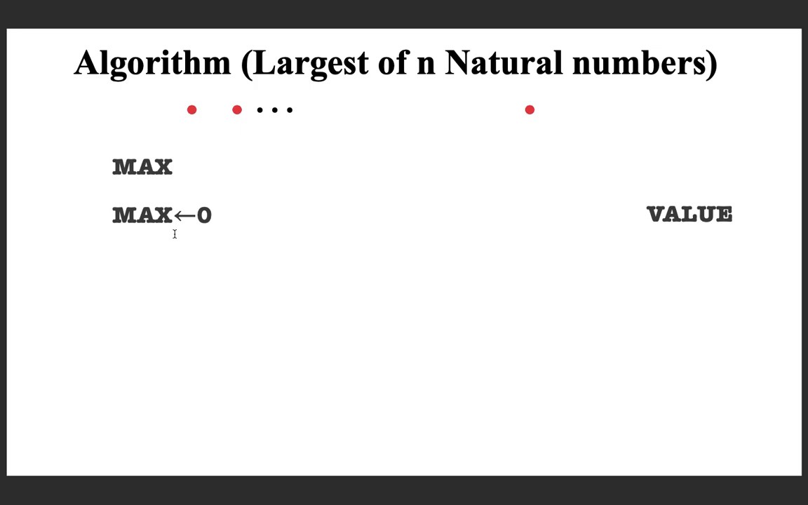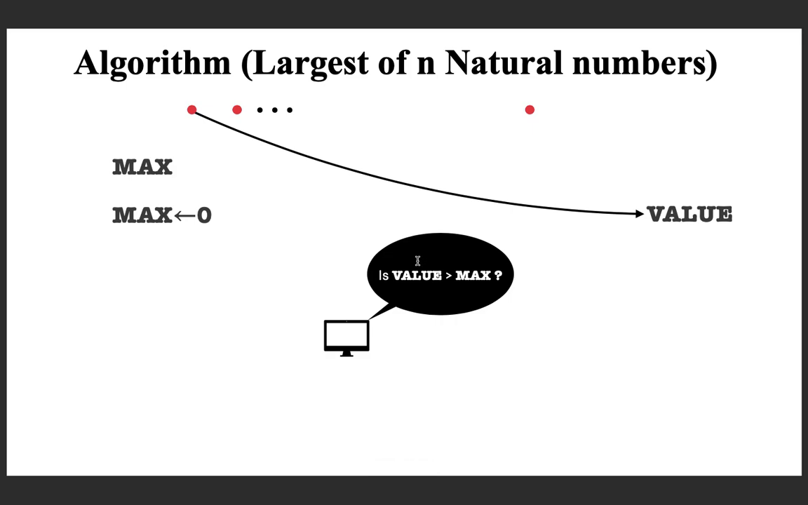After this, what we can do systematically is read the first number into the symbol value. So you read the first number and the current maximum is 0. After that, you check whether the newly read value is greater than the present maximum. Suppose you read 10 as the first number. Then 10 is greater than 0, so you reassign max as the new value, which is 10. And now you do this for all the remaining n minus 1 numbers.